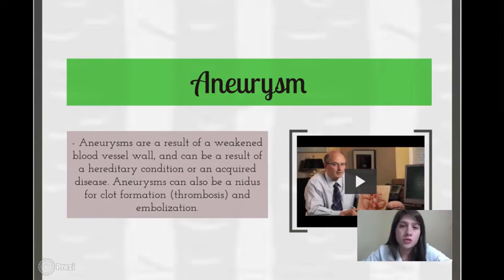Anyway, continuing, what are the causes of an aneurysm? These are usually a result of a weakened blood vessel wall and can be a result of a hereditary condition or an acquired disease. An aneurysm can also be a nidus for clot formation, a thrombosis, or embolization.